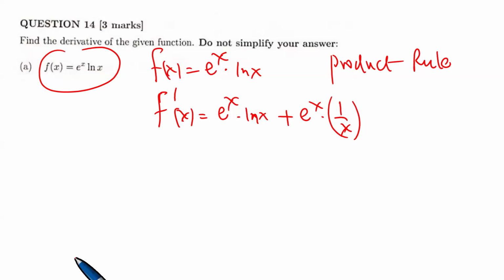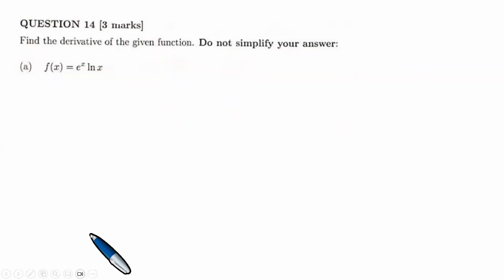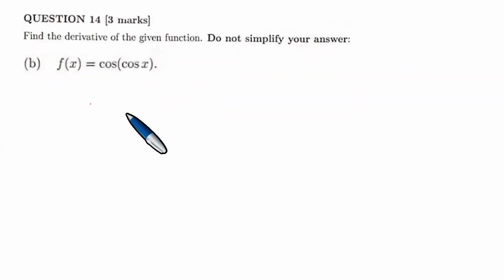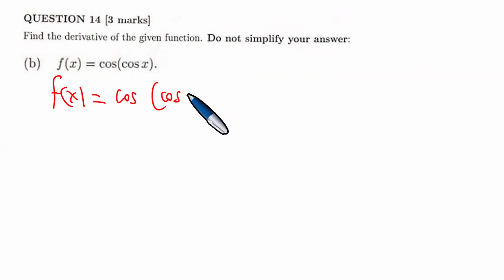Okay, this is the derivative, and we move to the next point. In the next question, we have f of x, which becomes the cosine of cosine x. Find the derivative of the given function. Do not simplify your answer. So what do you think the derivative of this one is?